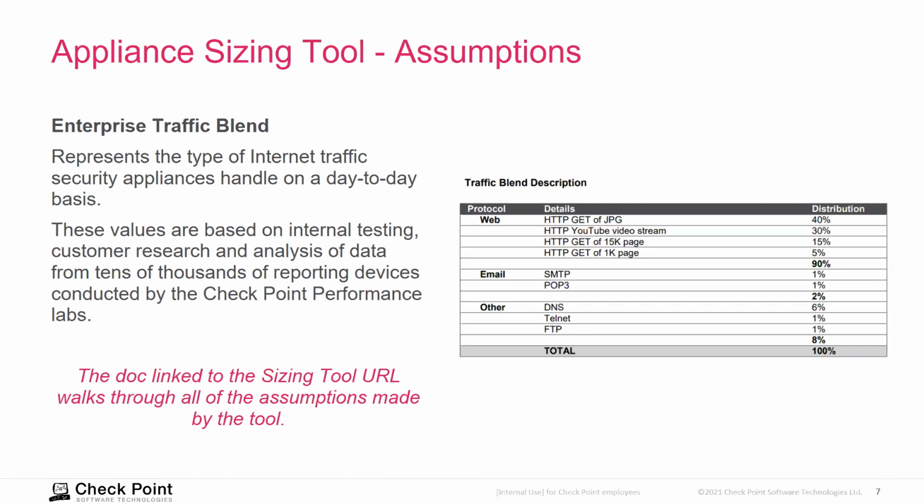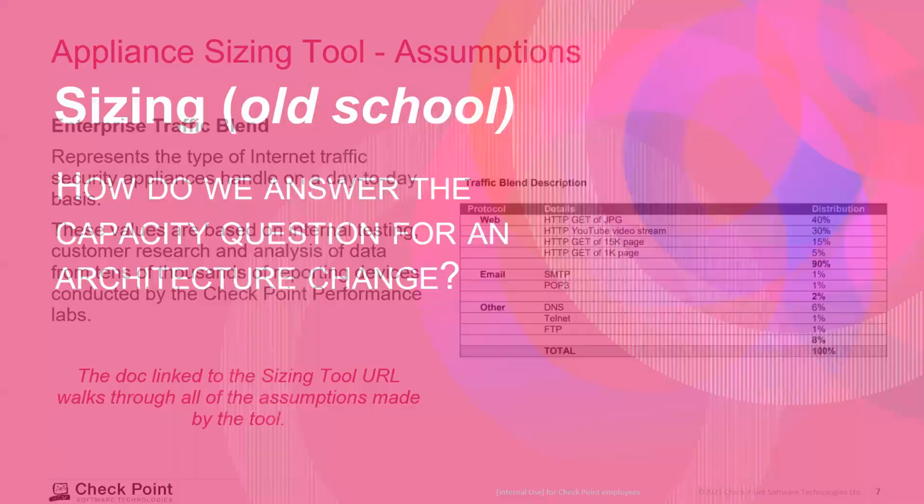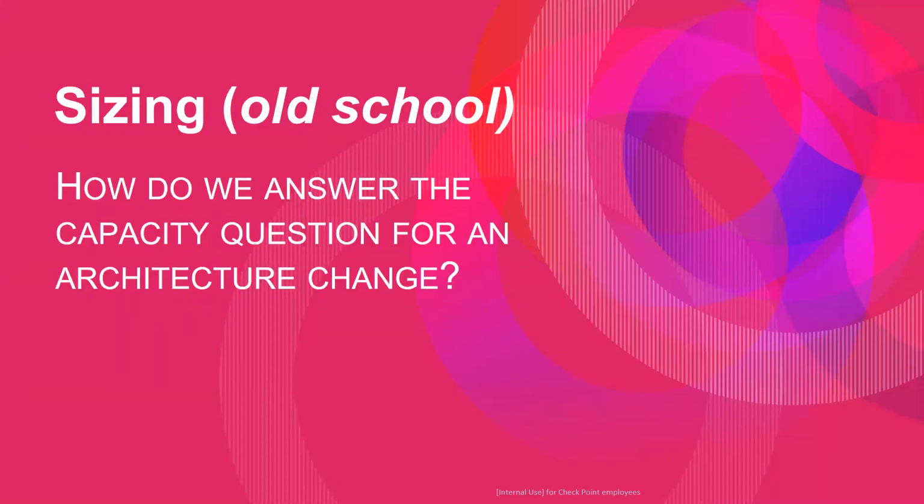averages. So it doesn't account for anything out of the ordinary, anything that couldn't be predicted. And so in this scenario, when there's architecture consolidation, that's one of the things that's, well, not necessarily out of the ordinary, but can't be accounted for in this tool. So I had to go old school. So how do we answer the question of capacity for architecture consolidation?